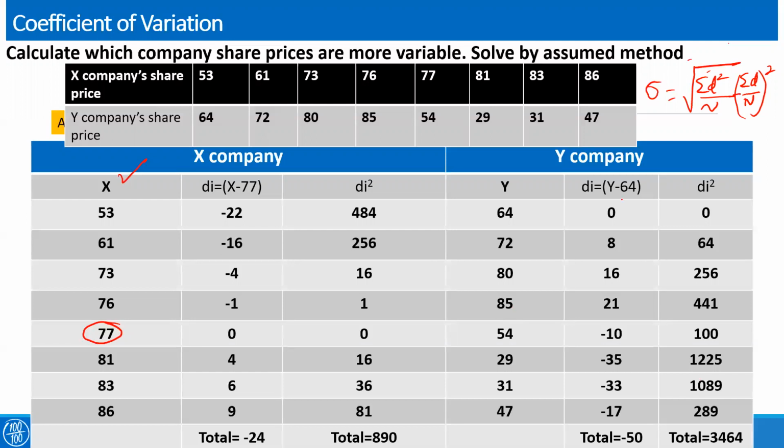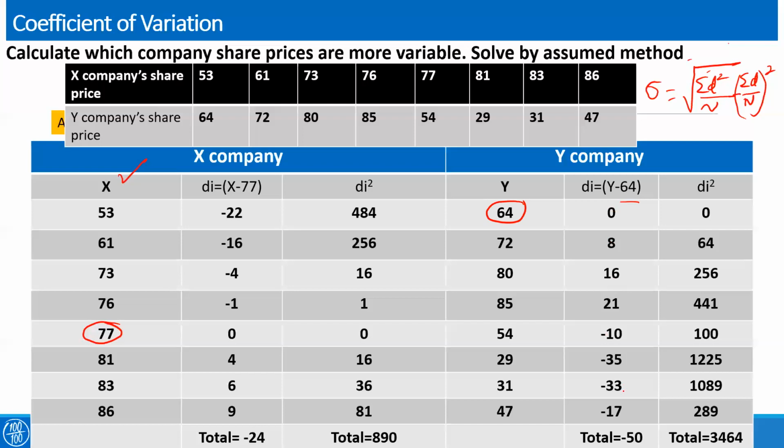I have picked the value 64 because it is almost in the range of 31 to the highest value, 85. You can pick any value, not necessarily even from the Y range. You can pick even 70, though it is not there, and it will give you exactly the same answer. Therefore, di is equal to y minus 64, and I'll get 0, 8.